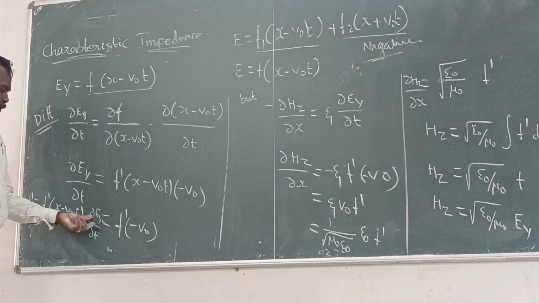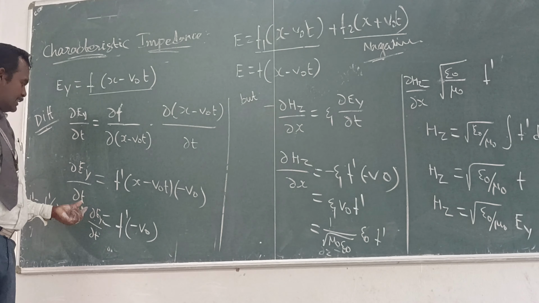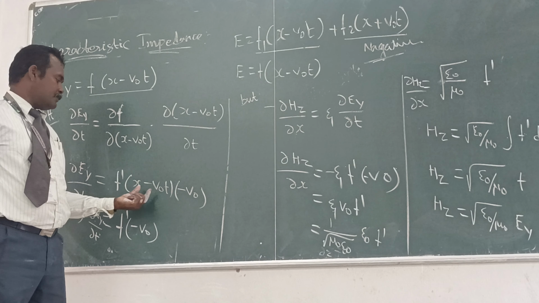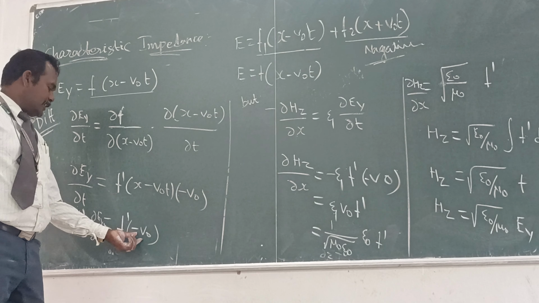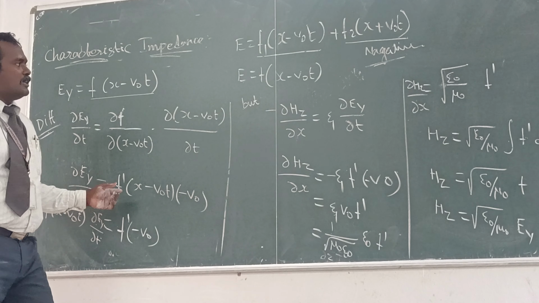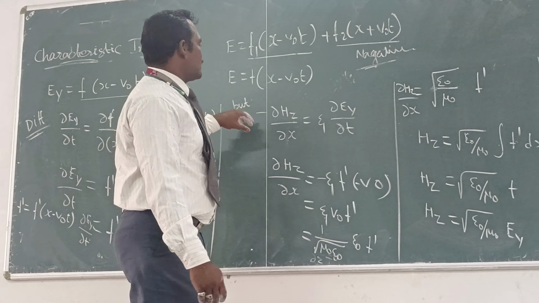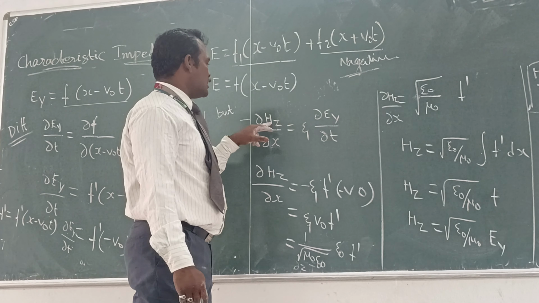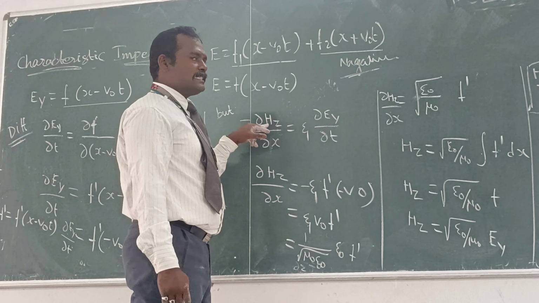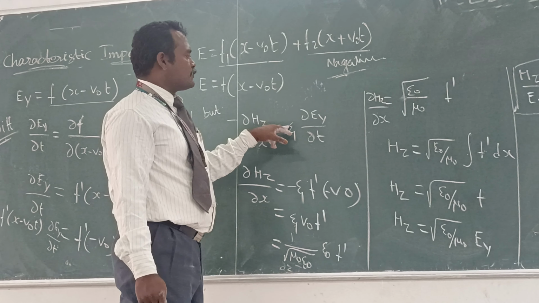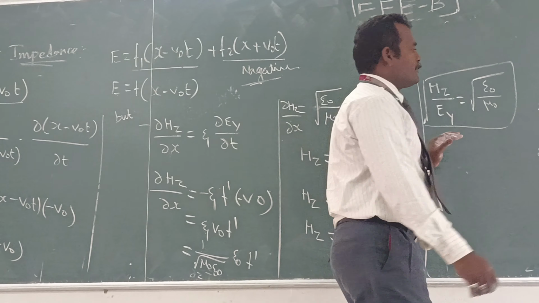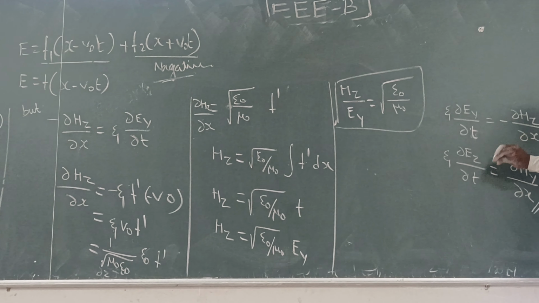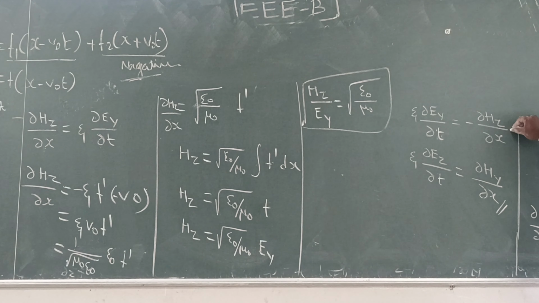So here dou Ey by dou t, instead of f dash of x minus v naught t, we can write simply f dash alone times minus v naught, directly. But we already found the expression minus dou Hz by dou x equal to epsilon into dou E by dou t. That we derived from the Maxwell's equations. We derived it now. So you see here, that is the first expression.